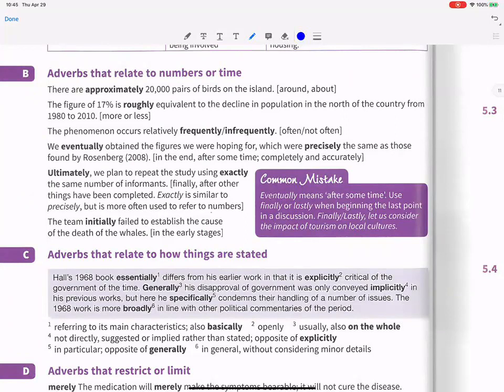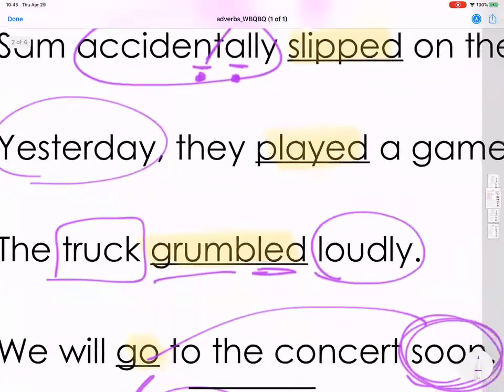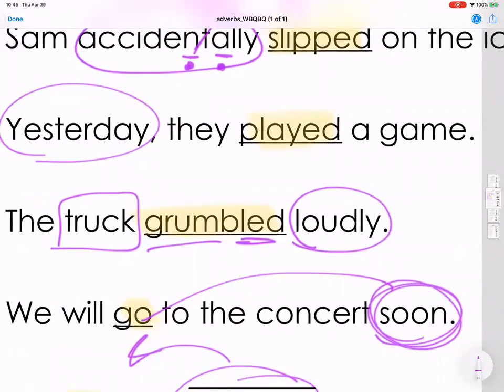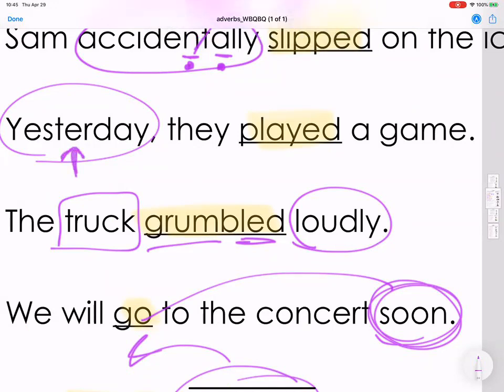Can I see the sentence again? Yes, we will take a look. It says, yesterday they played a game. It's an adverb of time, as you said. It describes time, because it explains when the game was played. It describes the verb. I know it's kind of tricky, guys, because some people consider yesterday to be both a noun and an adverb.